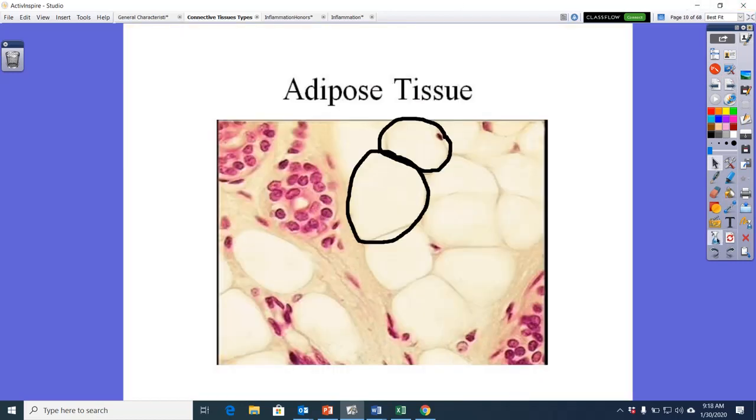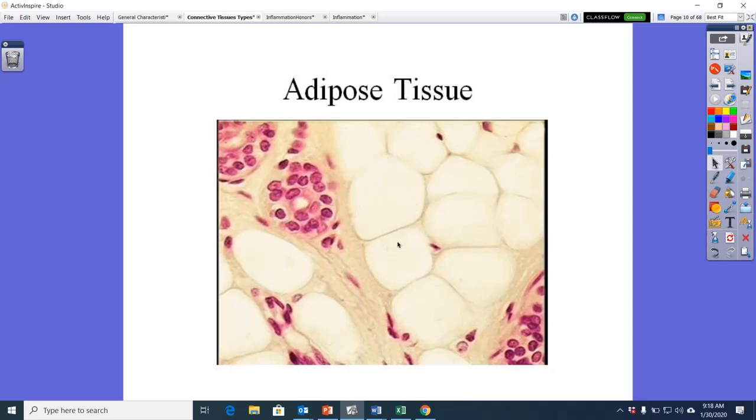The next tissue we're going to do is adipose tissue, and adipose tissue is fat tissue. This is what we would classify as any kind of fat in the body, whether that's right under the skin or within a cavity. Fat tissue is adipose tissue. It has a fairly white or creamy colored appearance to it.